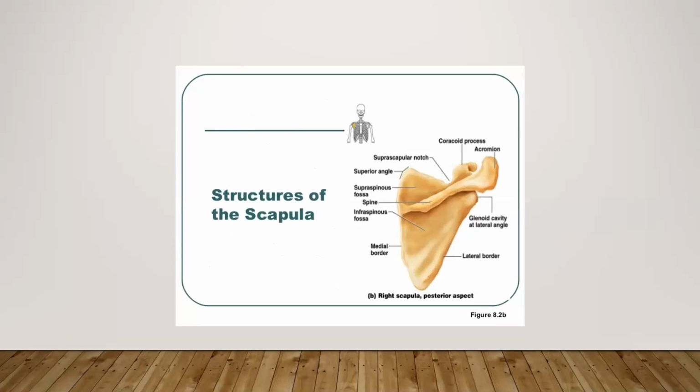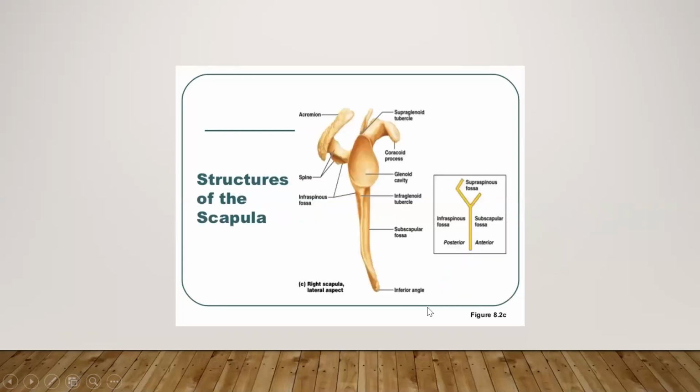And this is the posterior aspect. There's the spine, the coracoid process, acromion process, suprascapular notch, superior angle, and supraspinous fossa, infraspinous fossa. And this is the lateral view. This is the glenoid cavity. This is the infraspinous fossa. This is the spine. This is the acromion process.